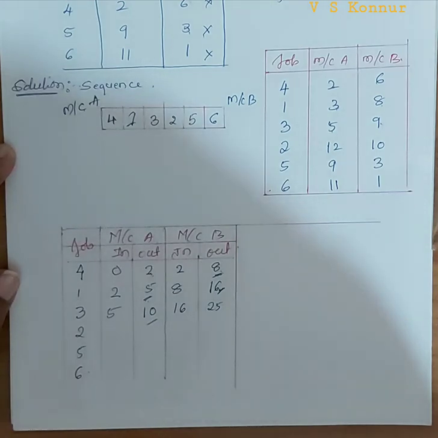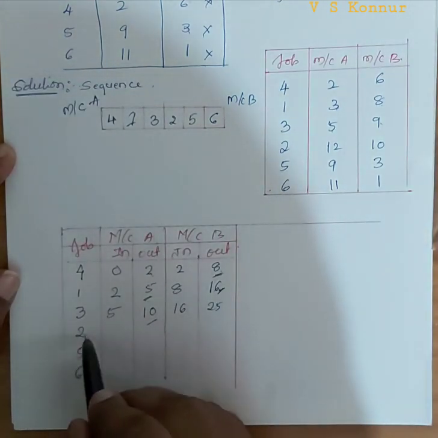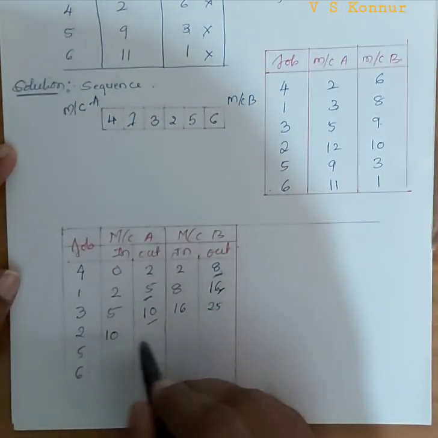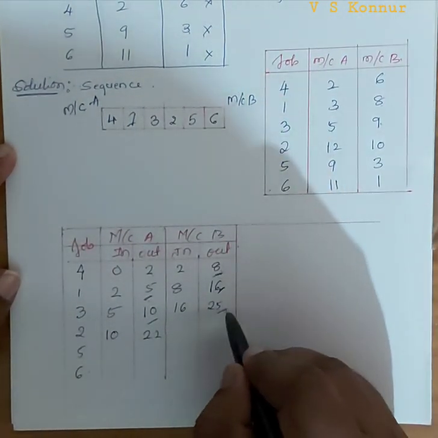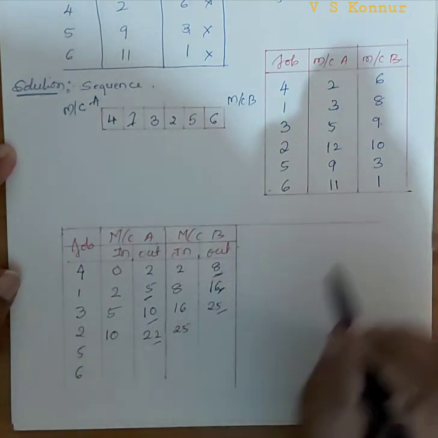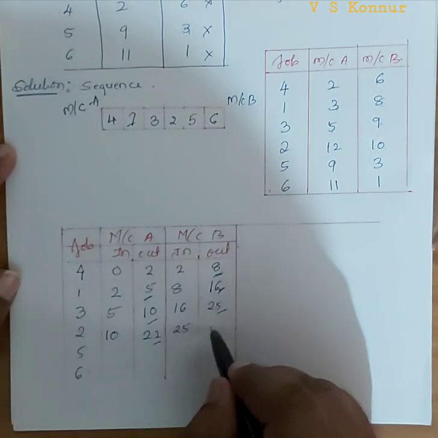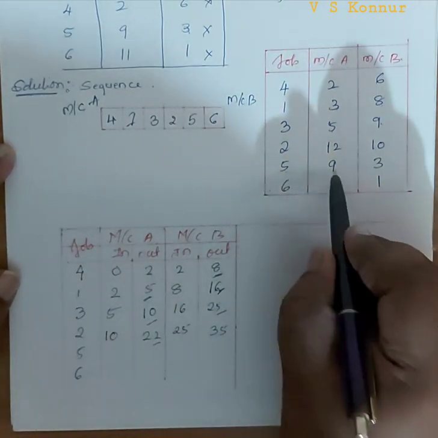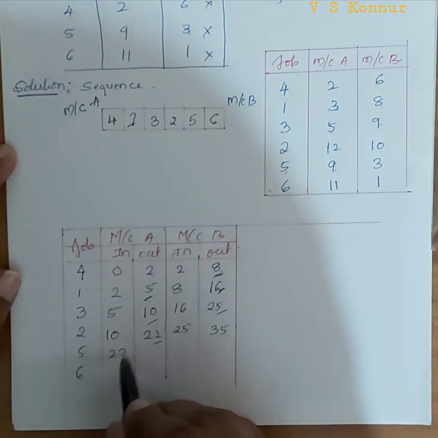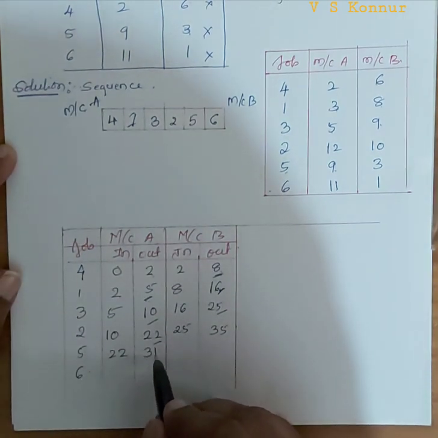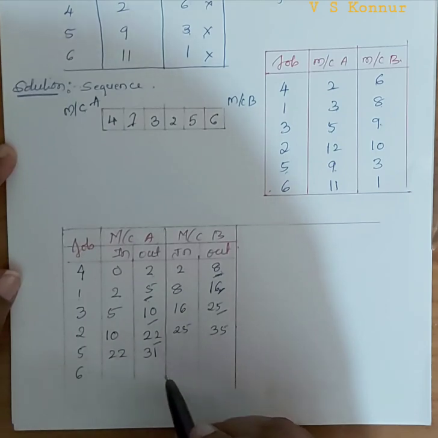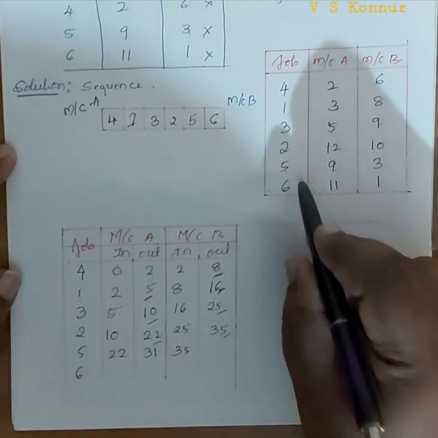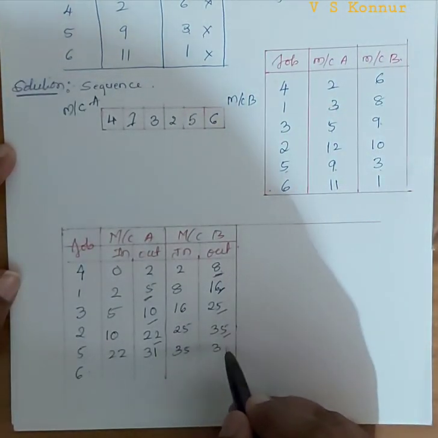Then the second job will enter after the 10th hour. It requires 12 hours to complete. 10 plus 12, 22. Now compare 22 and 25, 25 is highest. So the second job requires 10, 35. Next, the fifth job enters. It requires 9, 22. After 22, 9 hours is required, it is 31. Next, comparison of 35 and 31. 35 is highest. And fifth requires 3 hours to complete, 38.